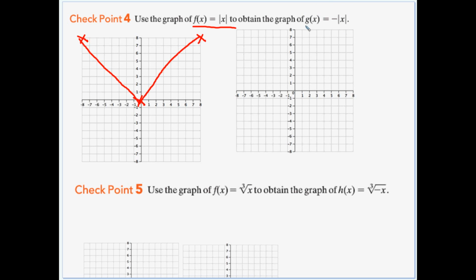Now here we are reflecting over the y-axis. Outside is reflection over the x-axis. We're going to change all our y values' signs. So this point that was way up here at positive 8 is now going to be down here at negative 8. This one also at positive 8 is now down here at negative 8. And the origin will not change. So when we negate outside the function, it flips us over the x-axis.